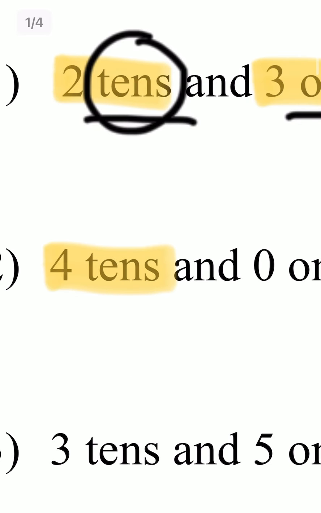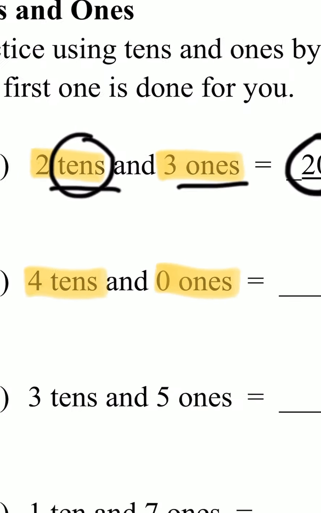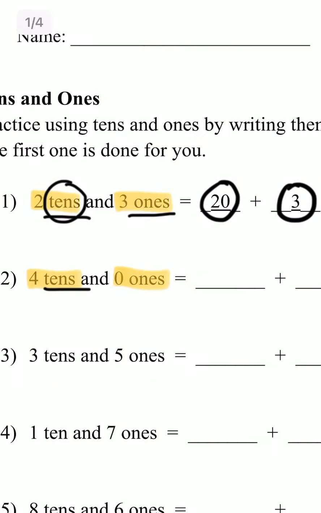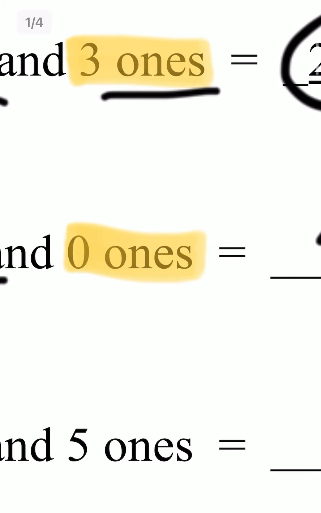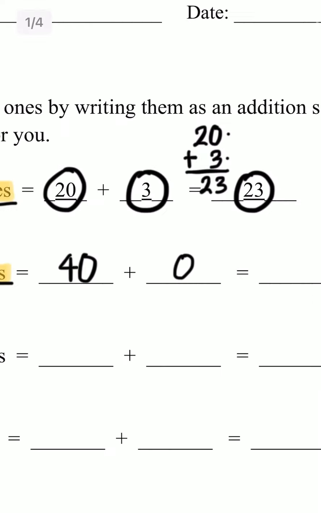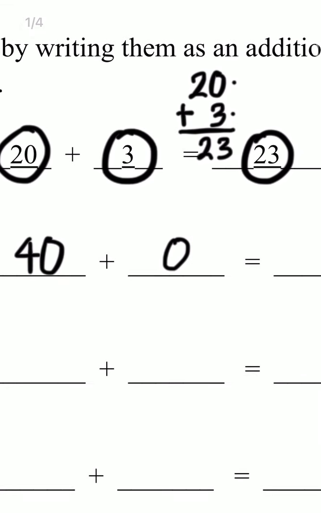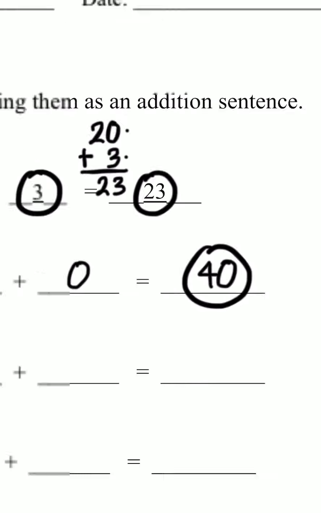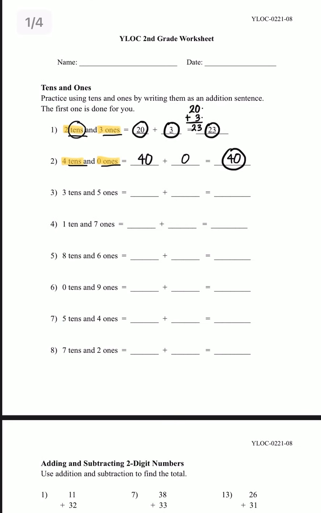We have 4 tens and 0 ones. Since it says tens, we need to write 2 digits, which would be 4 and 0. And since it says ones, we only need to write 0. Now we need to add 40 and 0, which would be 40. So 40 is the answer for number 2. Let's look at number 5.